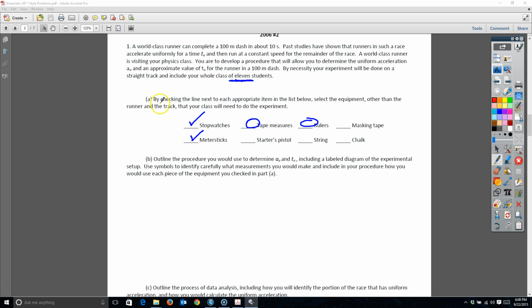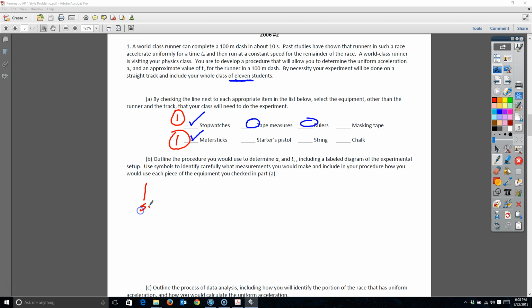In order to get the points for this one, they're going to give you 1 point for the time, 1 point for the distance measuring equipment. So as long as you have those two things, you get those 2 points. Now we need to outline a procedure, including a labeled diagram. So the first thing that I would do is show that diagram.